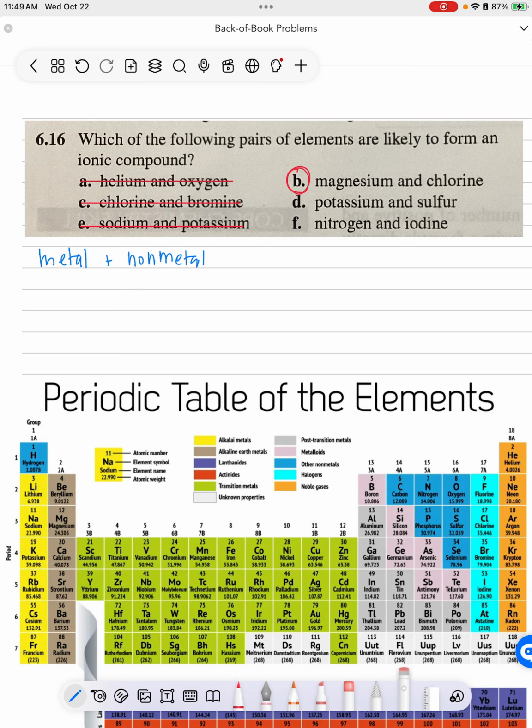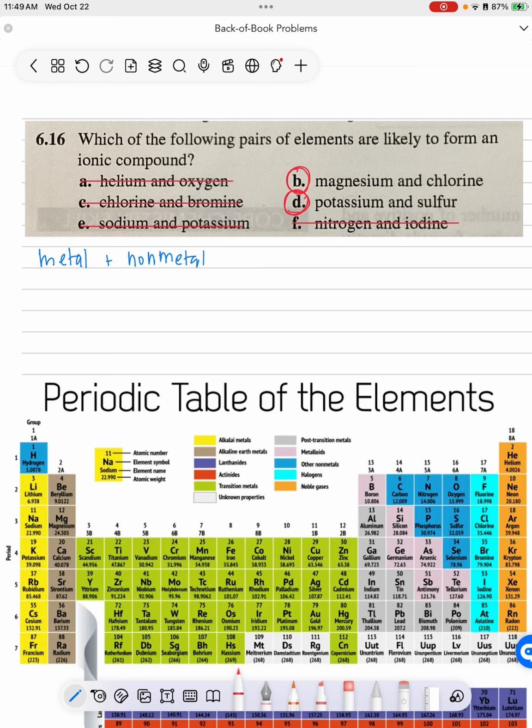And then we have potassium, which is here, and sulfur, which is here. So that's a metal and a nonmetal, so we know that is ionic. And then lastly, we have nitrogen and iodine. So we have two nonmetals, so we can cross that off.